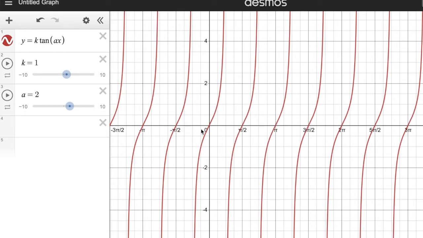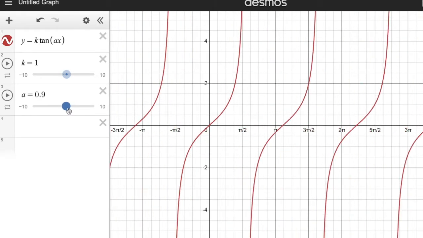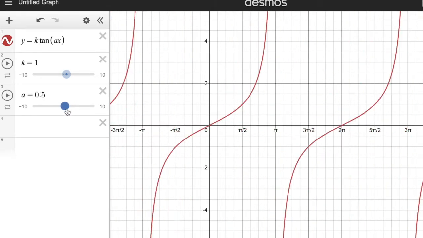So the period for tan is pi over a. For sine it was 2 pi over a because the original period was 2 pi, but for tan the original period is pi, so it's just pi on a. So again, if I make a equal to half, then we can see it's much wider. The period's now 2 pi because pi divided by half is 2 pi. So negative pi and pi, the distance between those two is 2 pi.